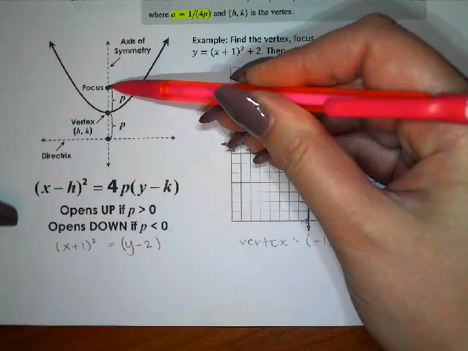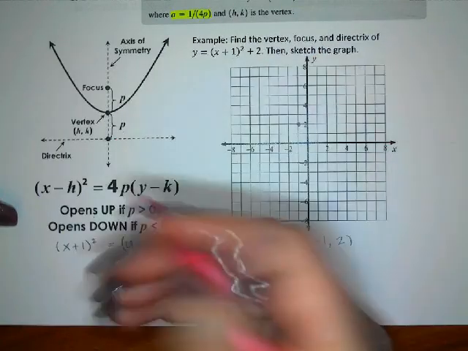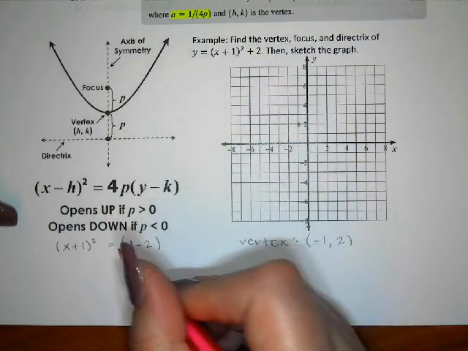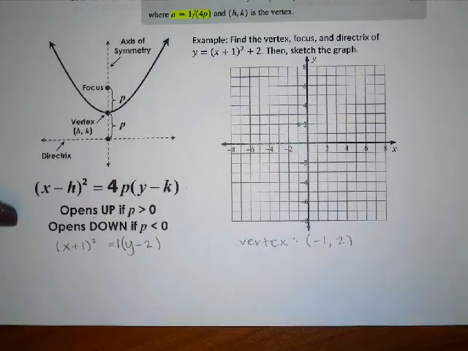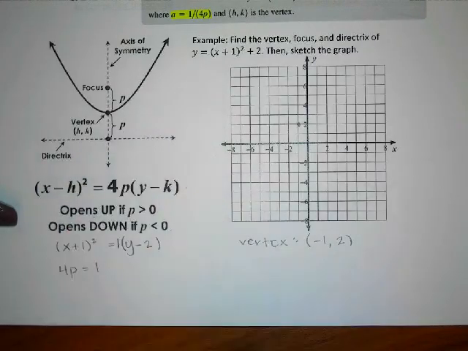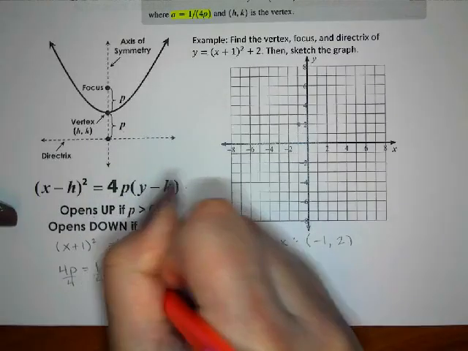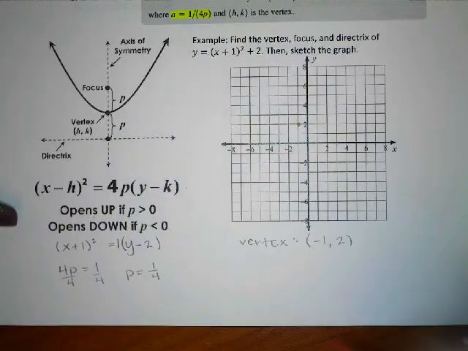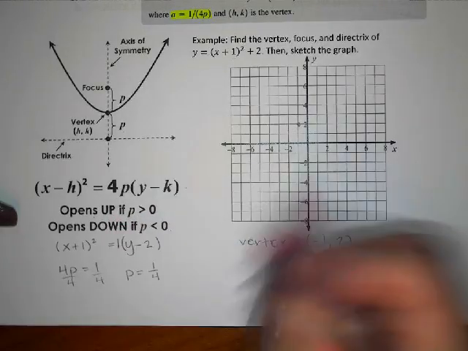And then also we have to find the p-value, because the p-value helps us to find the focus, which is inside the parabola, and the directrix, which is outside the parabola. So I'm going to say the number in the front of this would be a 1, since there isn't a coefficient there. And I'm going to say 4p equals 1. And so p equals 1/4. And p is positive, it's greater than 0, so this graph opens up.